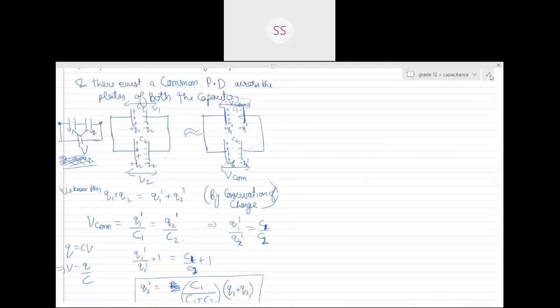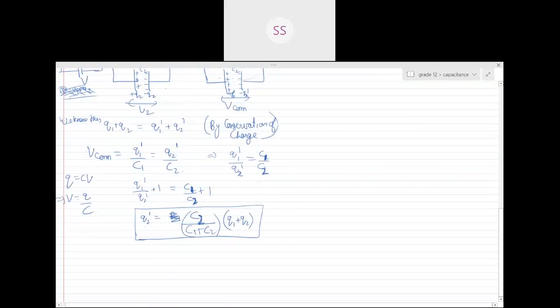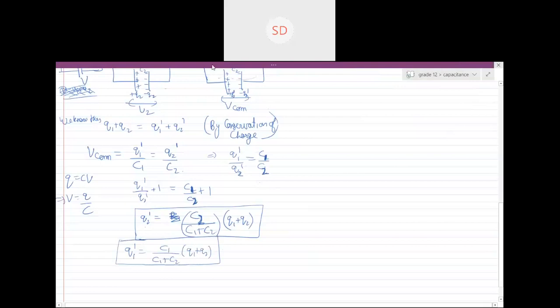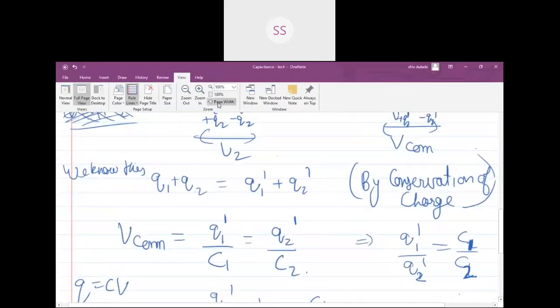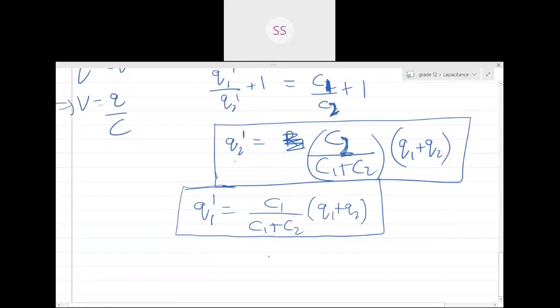So guys, Q2 dash will be equal to C2 upon C1 plus C2, into Q1 plus Q2, है ना? And similarly, what will be Q1 dash? C1 upon C1 plus C2, into Q1 plus Q2. Is this clear, guys? So basically, these are the final charges on the capacitors.